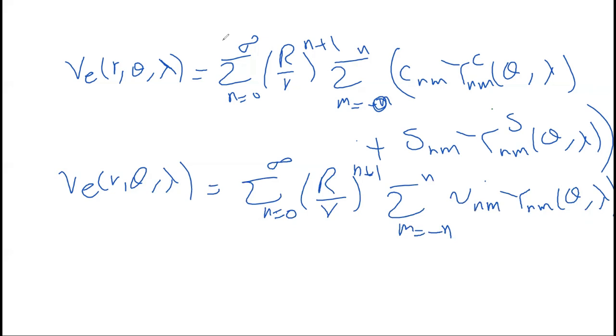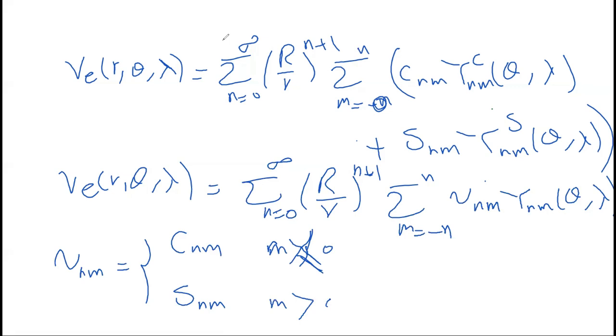What does it mean? Well, V_nm has two cases. Either it is C_nm or S_nm. When m is smaller than 0, it is cosine. When it is larger than 0, it is sine. The same with the spherical harmonics.